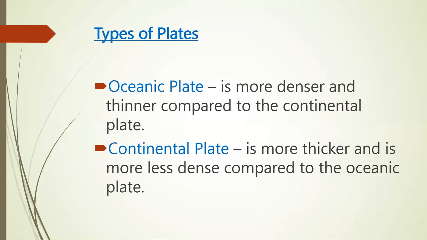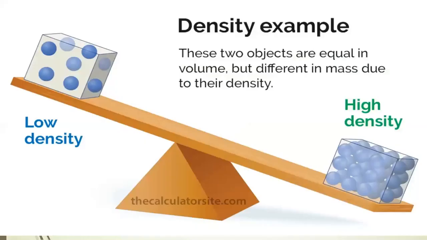Now, speaking of density, so you won't be confused, what is density? This is an example of density. There are actually two objects. In this portion, we have the low density, and in this portion, we have the high density. They actually have the same volume but different mass, because the formula for density is mass divided by volume.